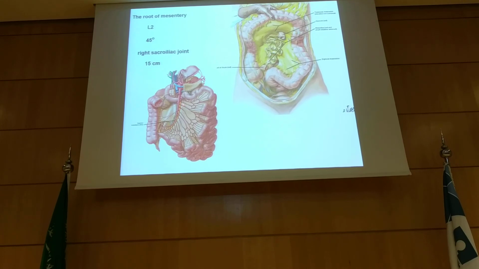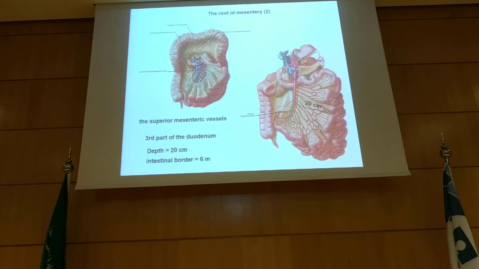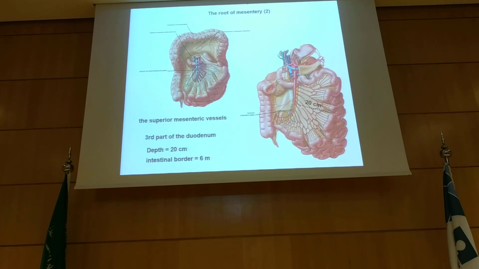So the line of attachment of the mesentery of the small intestine, here it is 6 meters, here it is 15 centimeters. So it brings all of them together and attaches them to the posterior abdominal wall. This is called the root of the mesentery. So as I said, here it is 6 to 7 meters, here it's 15 centimeters. The depth between the root and the intestinal border is about 20 centimeters.